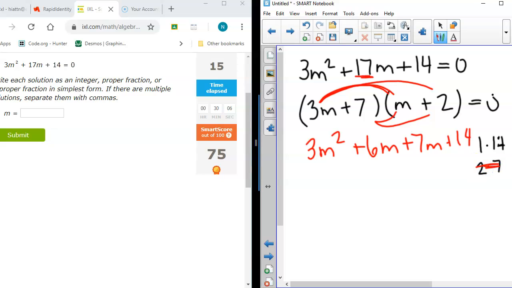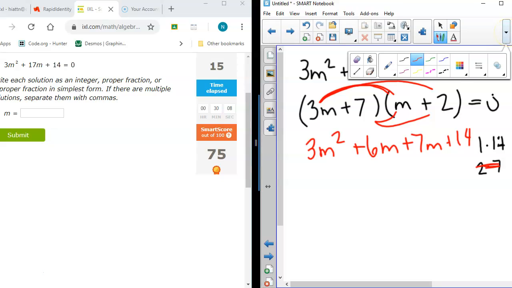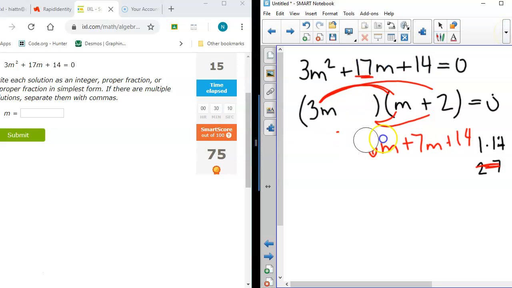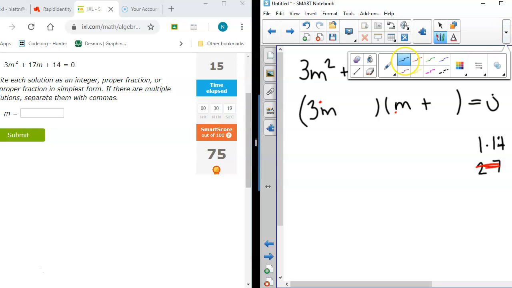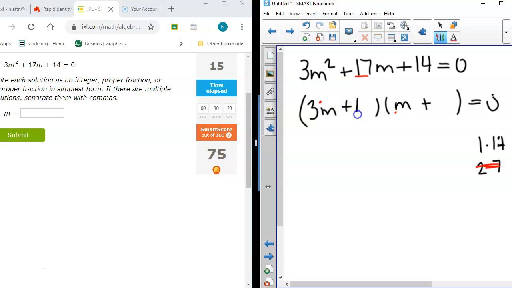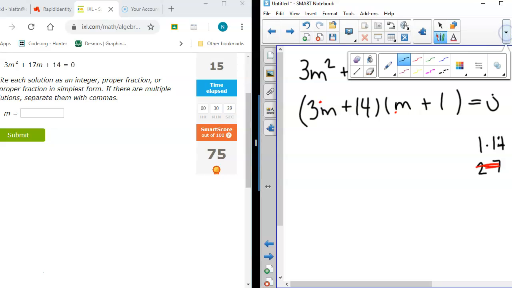I'm going to have to try 1 and 14. So let me erase what I've got here. Okay, and let's try 1 and 14. So I am going to put plus 14 plus 1, or you could switch them, but I can see that this is going to work because I've done a lot of these.